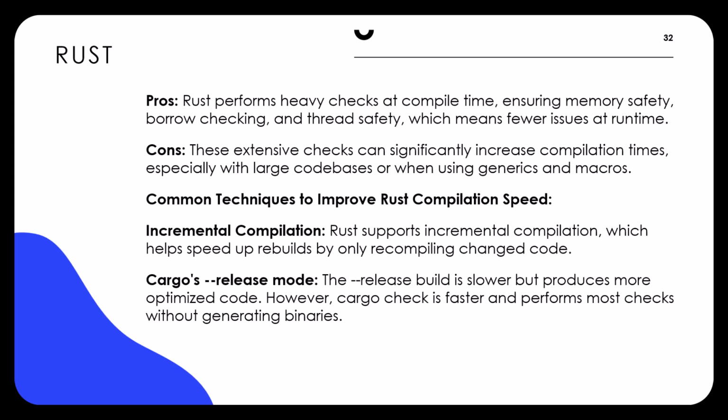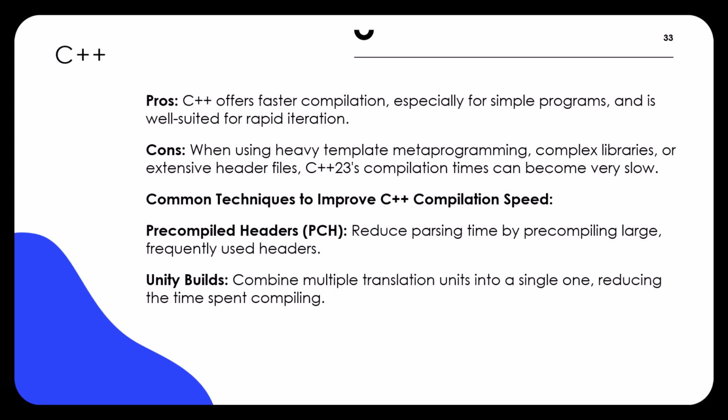C++ can compile quickly for straightforward programs, but heavy use of templates and libraries can slow it down. Techniques like pre-compiled headers and Unity builds can help speed up complex compilations, but overall, it can outperform Rust in simpler builds.